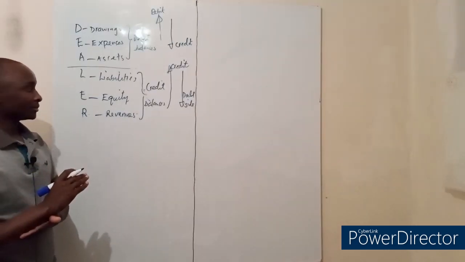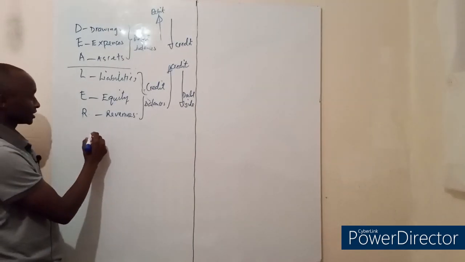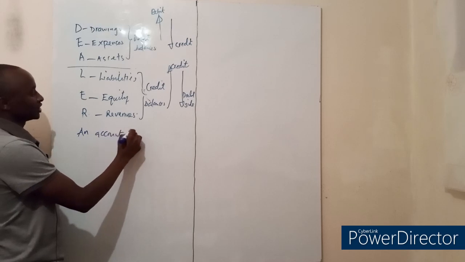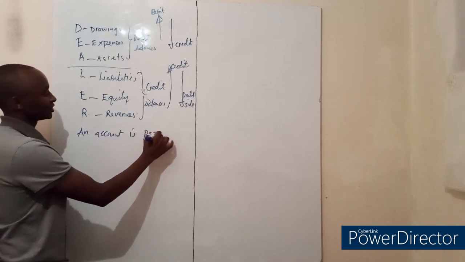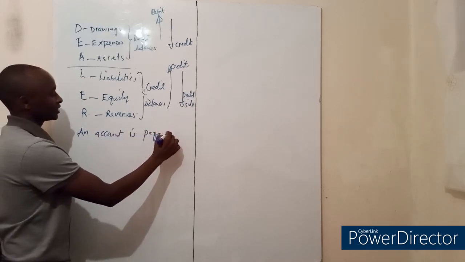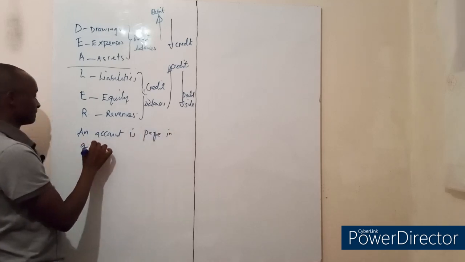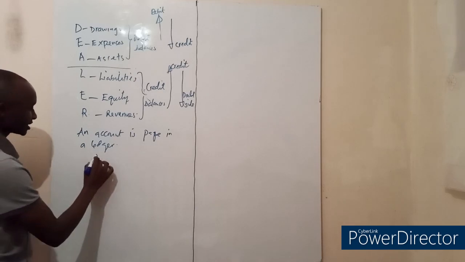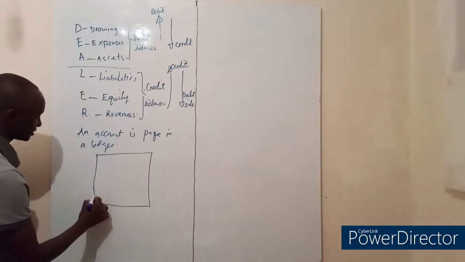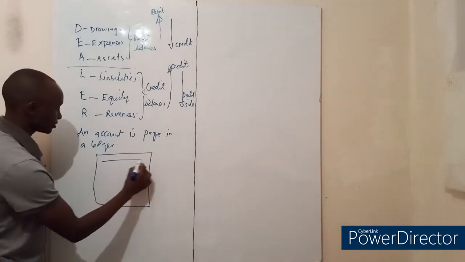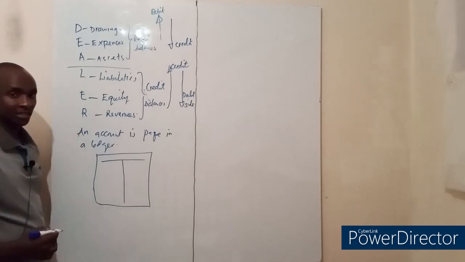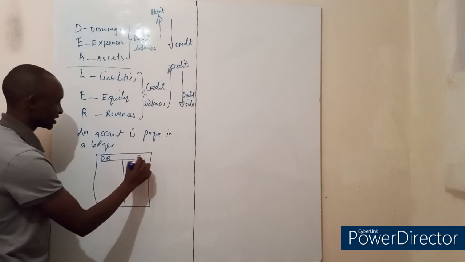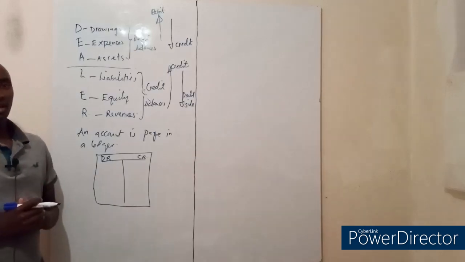Still on recap, we said that an account is a page in a ledger, right? So let's say, for instance, this is our ledger page. An account is always inscribed inside here. An account has got two sides, the debit side and the credit side, right?